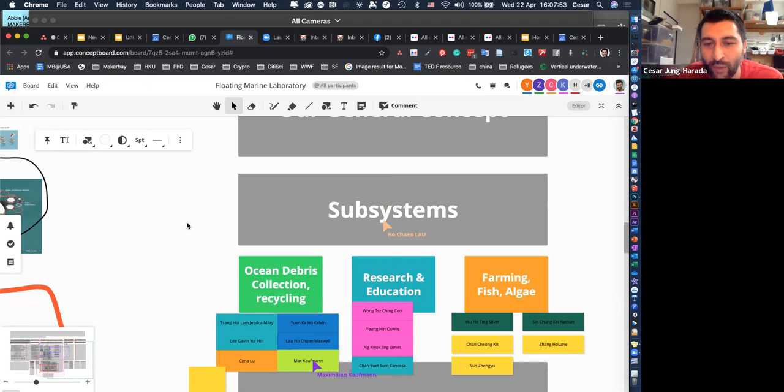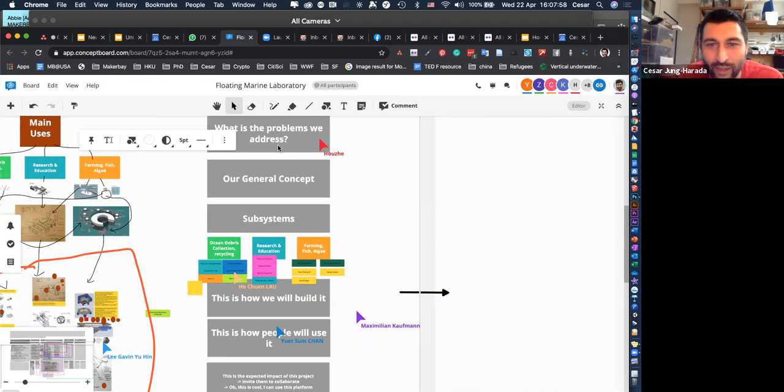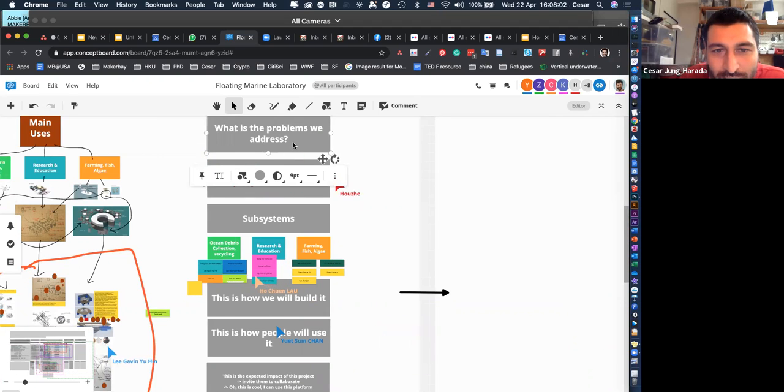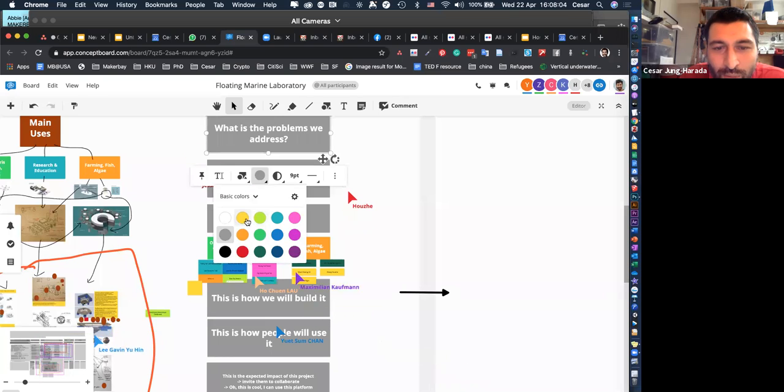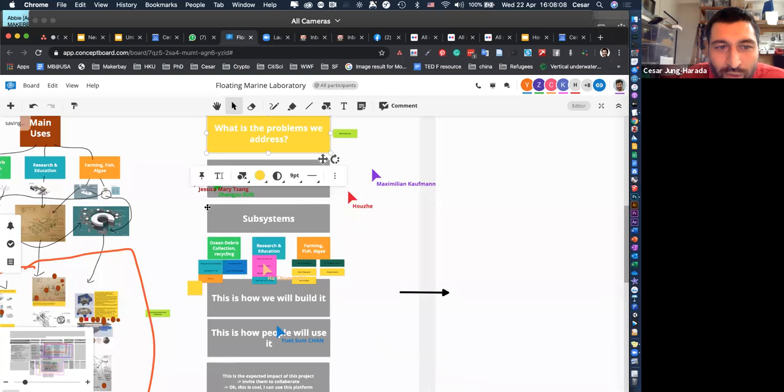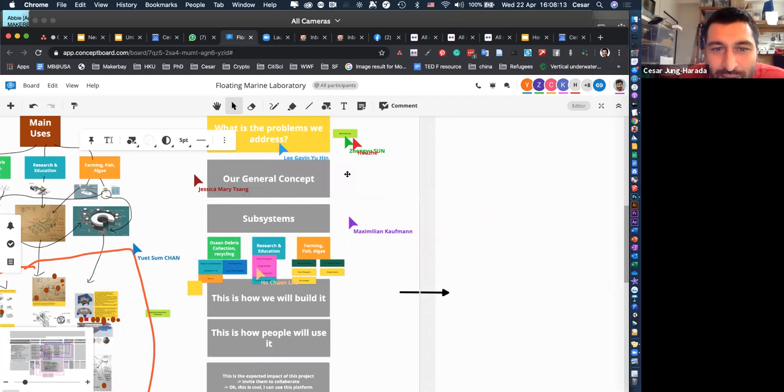So if you don't have one part that you are focused on right now, can you please take your name and put your name up there? So who's going to take this one? What's the problem that we are trying to address? So for this one, the yellow one. Okay, I see Max, excellent.